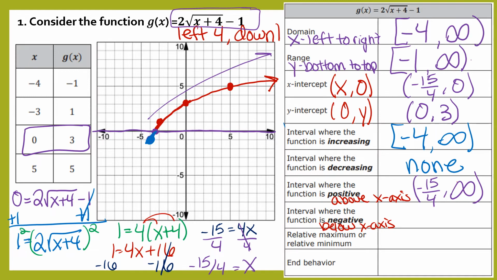Is it okay if you write 3.75 or negative 3.75? That's fine.